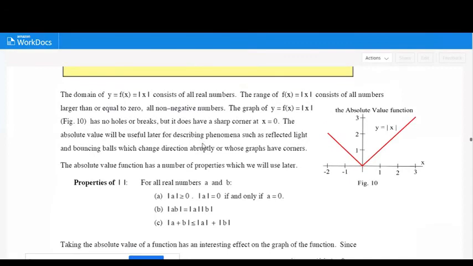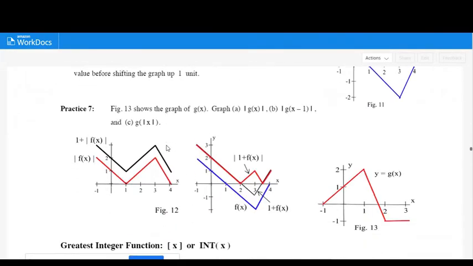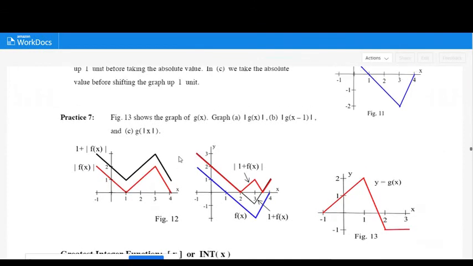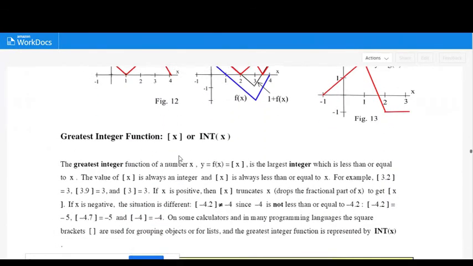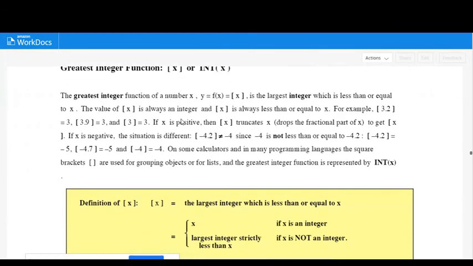So review lang dito. May mga rules yan dyan. So we also have the graphs here, shifting of the graph. So same pa rin yung rule niya kanina, pag-shift ng ating graphs. And then we have the greatest integer function or the int x. So if we say greatest integer function, this is the integer na less than the given.